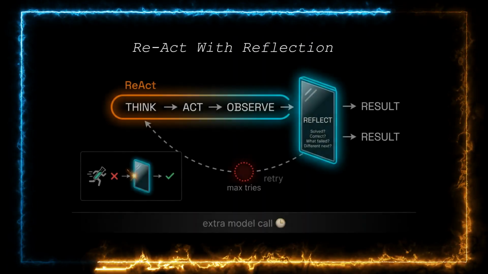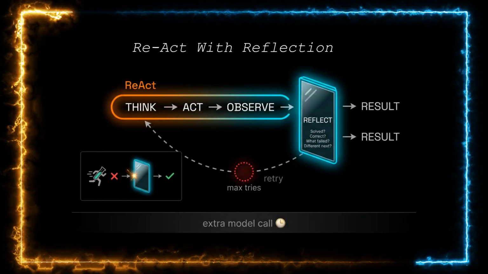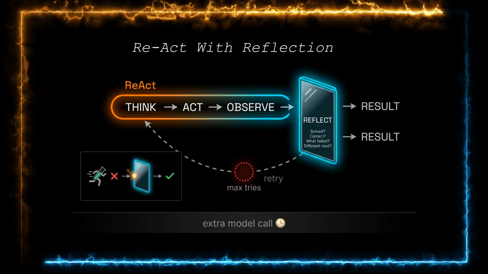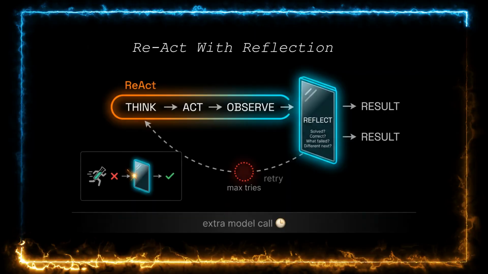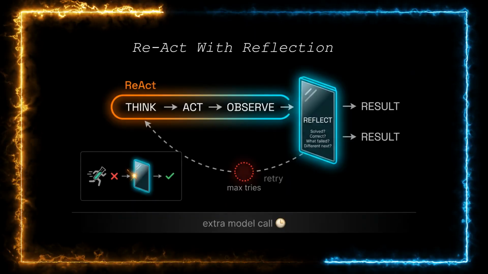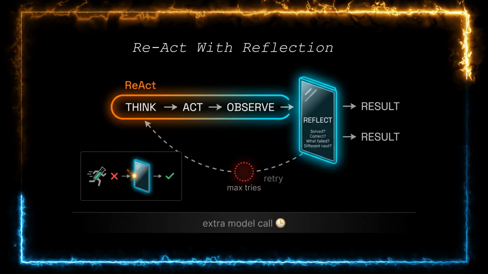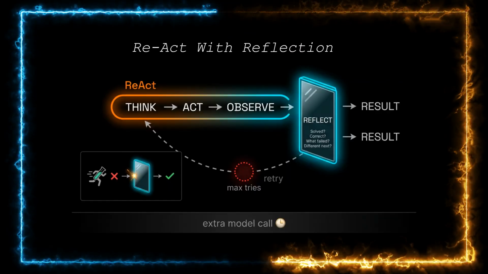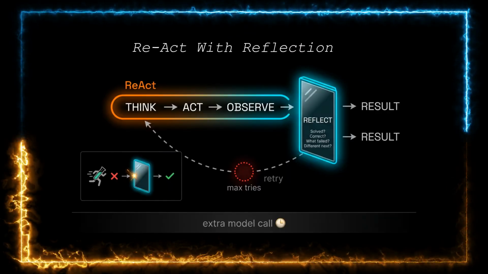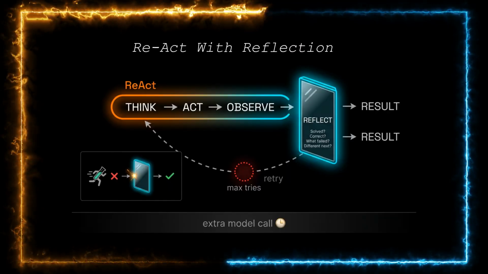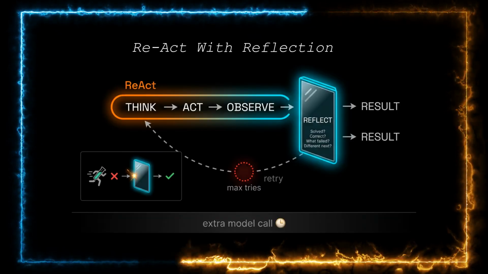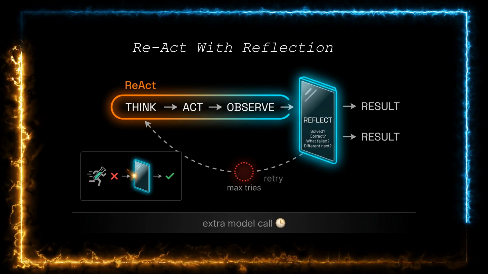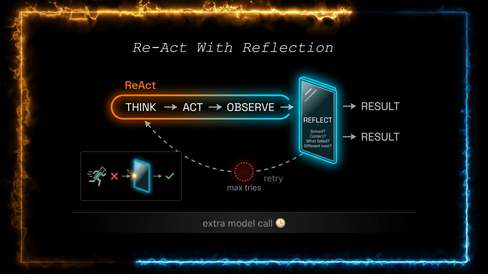ReAct with reflection adds a self-checking step. The loop becomes think, to act, to observe, to reflect, to maybe retry, to repeat if necessary, to final result. After the agent completes an action or attempt, it reviews what happened. It can ask, did this solve the task? Was the result correct? What failed? What should I do differently next time?